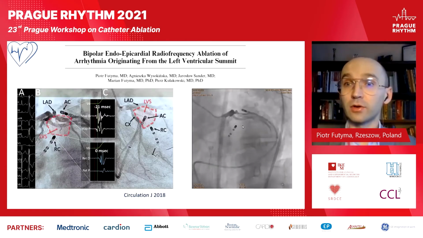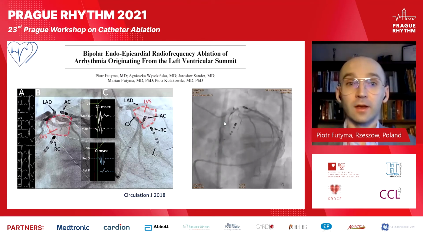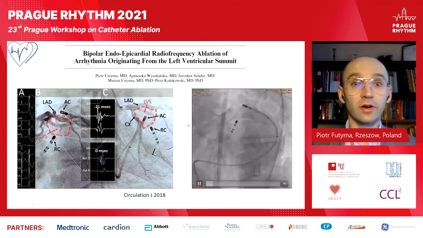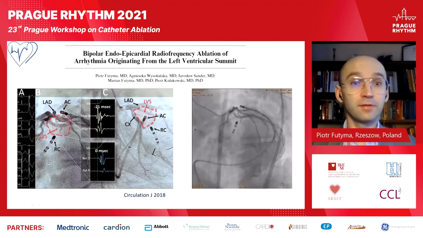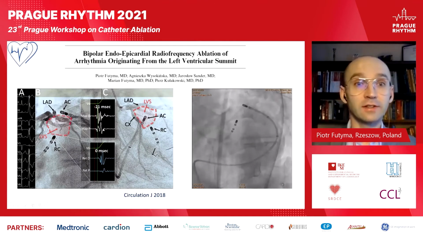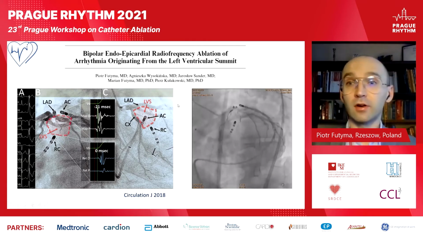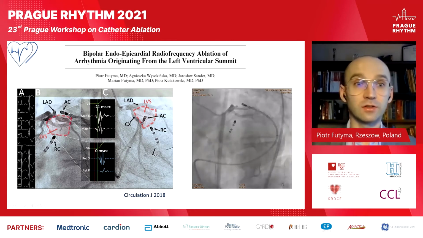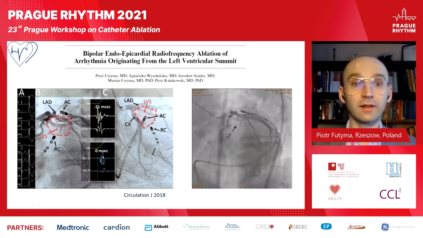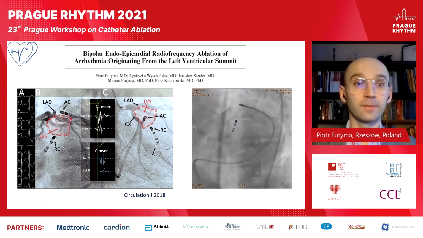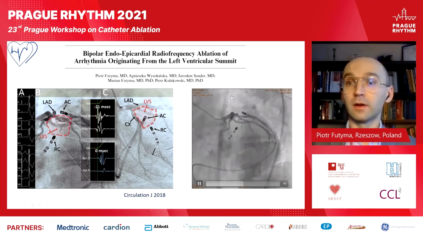So this is one of our earlier experiences when we targeted an LV summit PVC. You can appreciate that activation is quite similar at the distal and at the proximal rings of our ablation electrode, which is located in the great cardiac vein, and actually there is no early activation in the opposite endo.